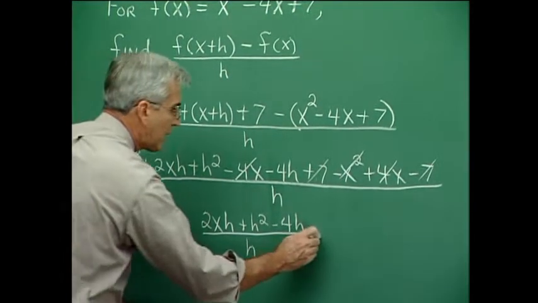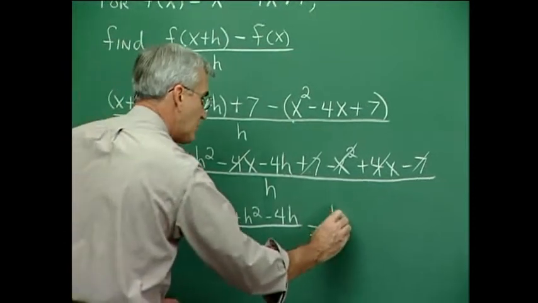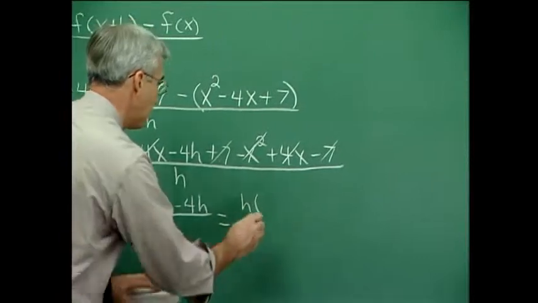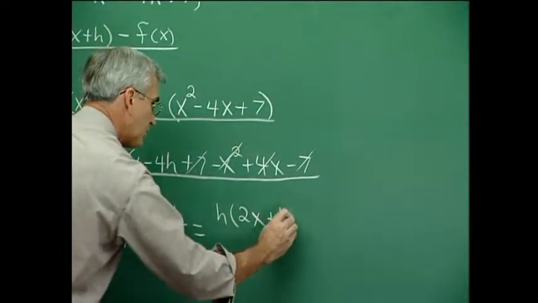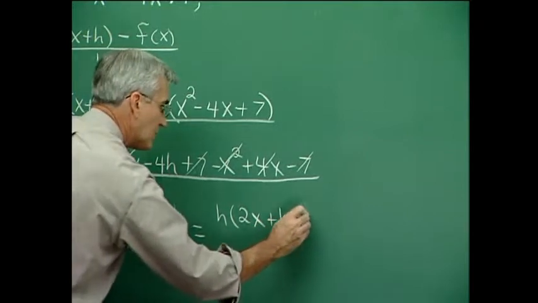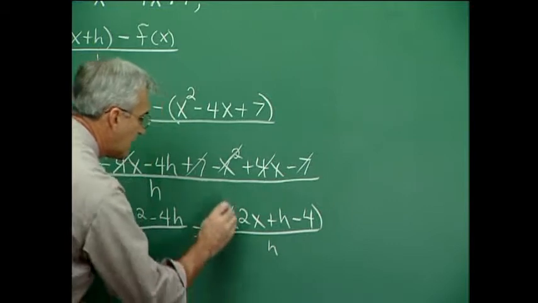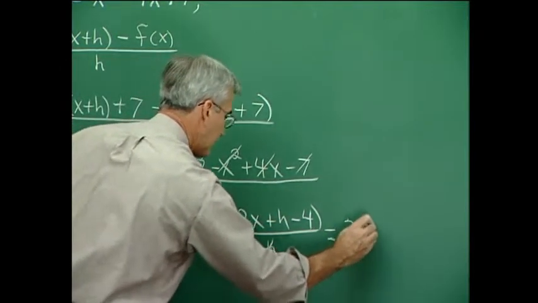Now if I pull out the common factor of h, let's go out to the side. h is here, here, and here. So I have h times 2x, h times 2x plus h minus 4, all over h. These go out, and I have this numerator as the result of all of this.